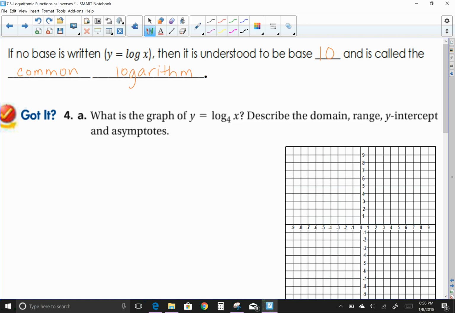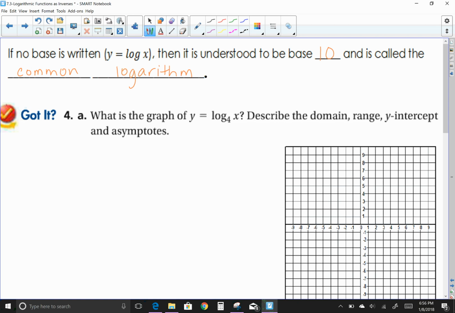a square root, a radical that has no number in front of it. We know that the index is a 2. So with a log, if you do not see a number down here, you need to remember that it's 10. One way that might help you do that is to remember that we work in a base 10 numerical system, number system is base 10.